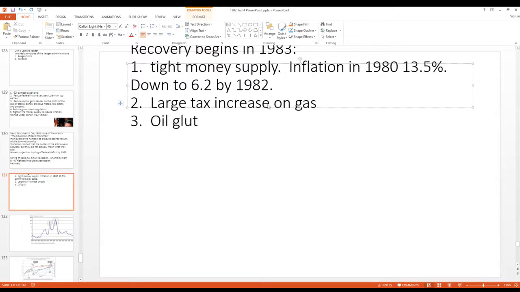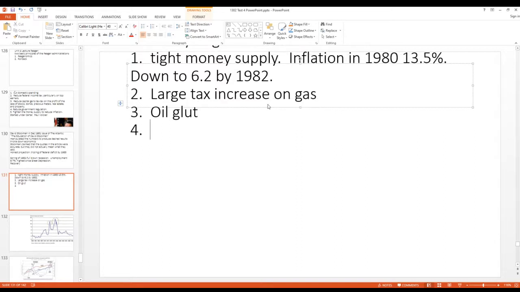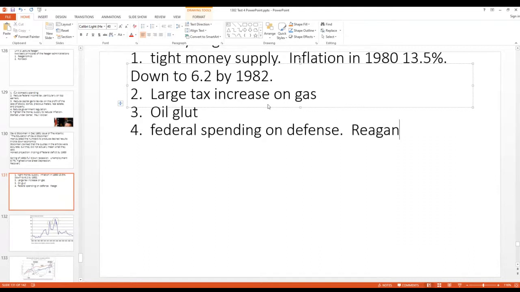The oil glut, which we'll get to in a moment, federal spending on defense. I don't have a number for it, but Reagan... let me look it up because I do not want to mislead you.